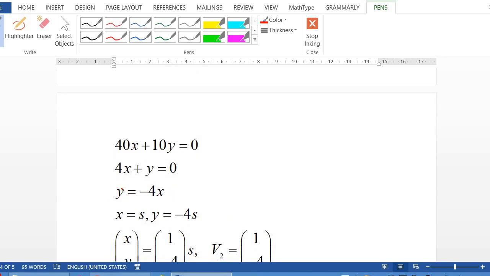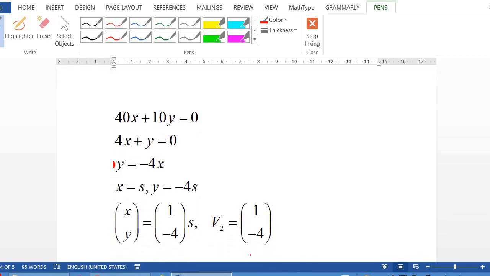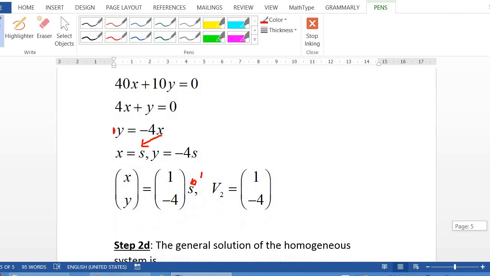Normally we would like the coefficient on the left hand side to be 1, so that the eigenvector you get will be integer numbers. So 1y equal to negative 4x, and we always let the variable at the right hand side equal to s. So x equals s, y will be equal to negative 4s. So x is 1s, y is negative 4s. By taking s equal to 1, v2 is (1, negative 4).